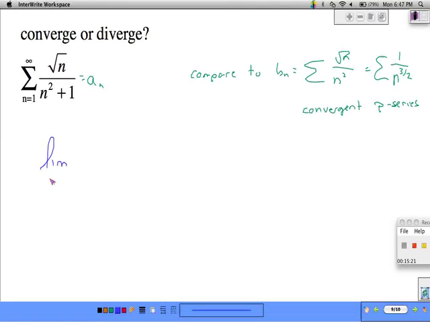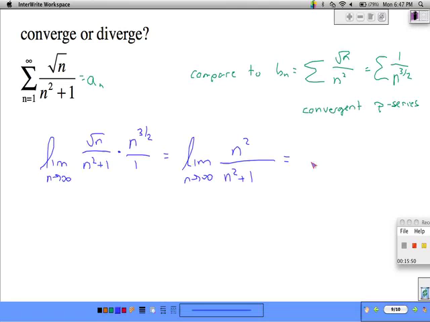So now I do my limit comparison test. And since I'm going to be dividing by this fraction, I may as well multiply by the reciprocal right now. N to the 1/2 times n to the 3 halves is n squared, and this limit is equal to 1. Since that's a finite positive number, our series that we called a sub n will converge by limit comparison.